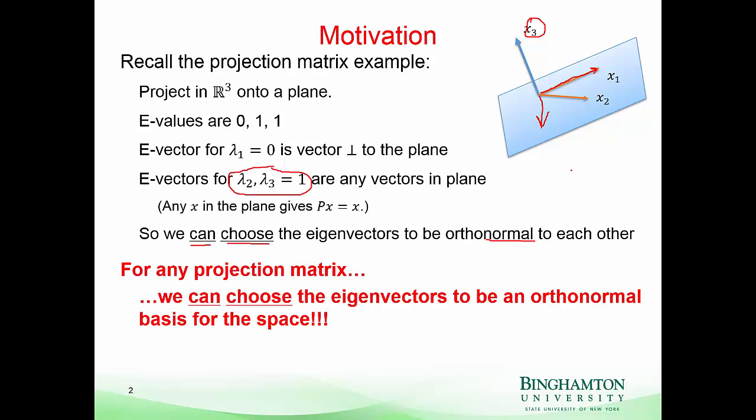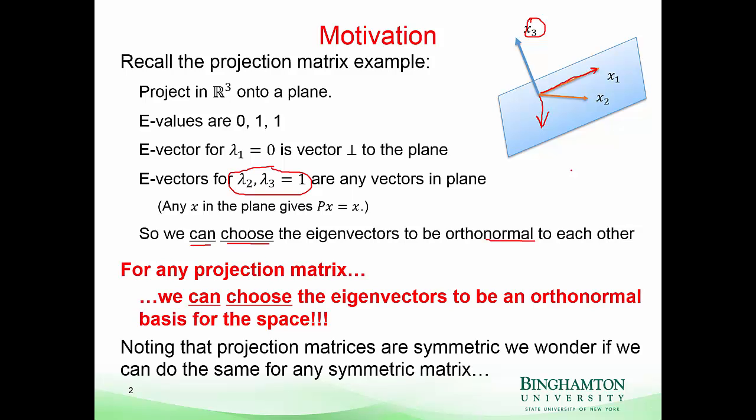So for any projection matrix, we've just argued, we haven't proved it, but I think you could see that the same argument will hold in general. We can choose the eigenvectors to be an orthonormal basis for the space. And that's really nice. And so now we note that, well, projection matrices are symmetric. So is this something particular to just projection matrices, or could this be true for any symmetric matrix?